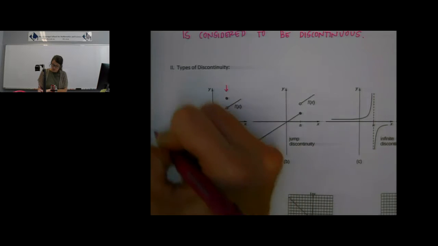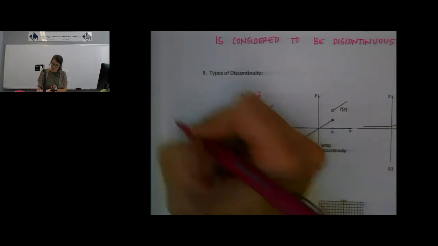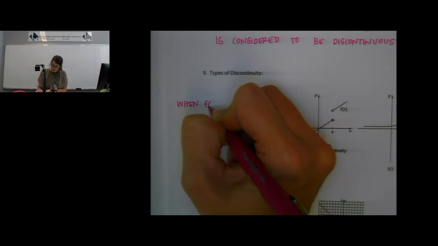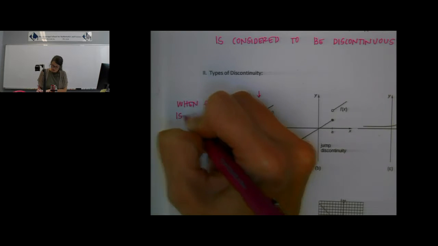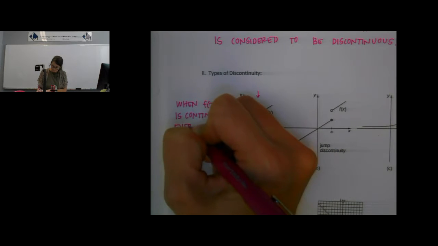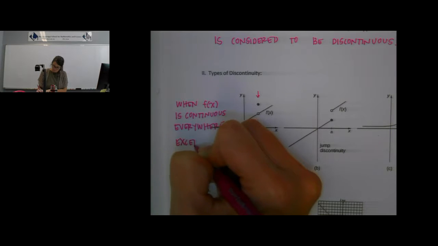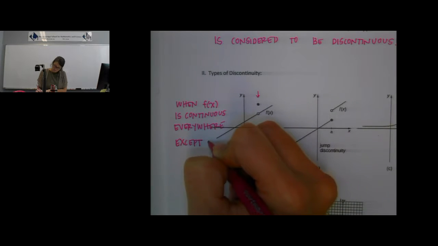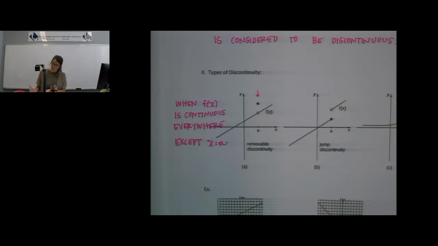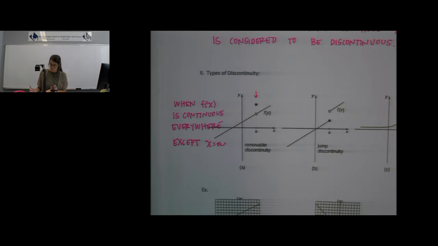So removable is when f of x is continuous everywhere except at the hole, x equals a. Okay.